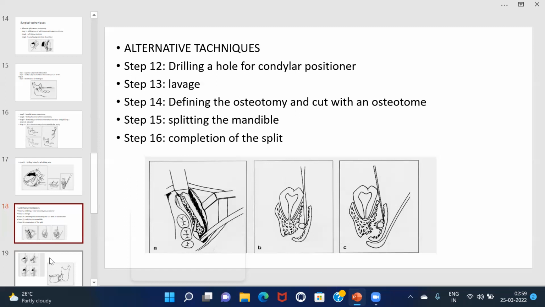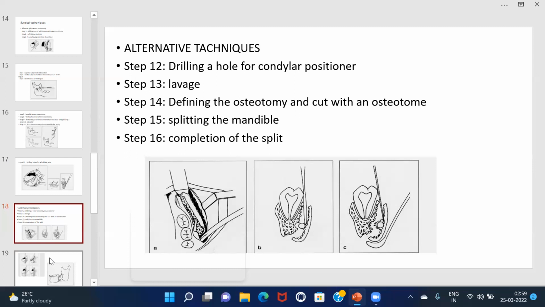At the start of the split, the surgeon must be able to see that the lower border of the mandible is split toward the proximal segment and the neurovascular bundle is intact and separate from the proximal segment.